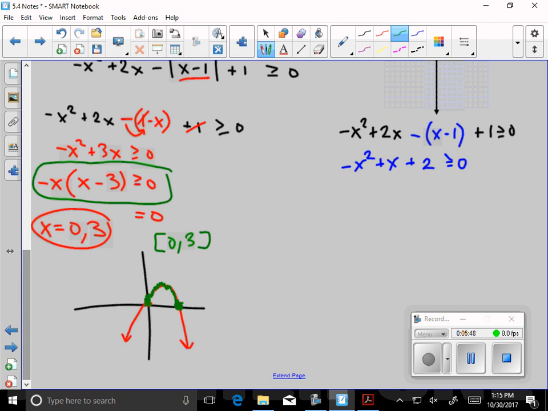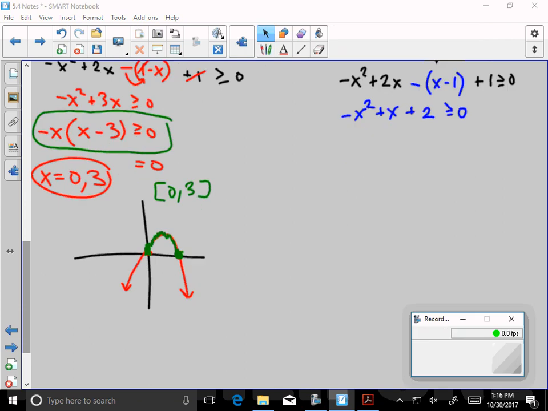Okay, now, because I have both of these, I have to find the domain for the other one and then overlap them. So I want you and a neighbor to find the domain on the other side, and then we'll talk in a minute and we'll overlap them.